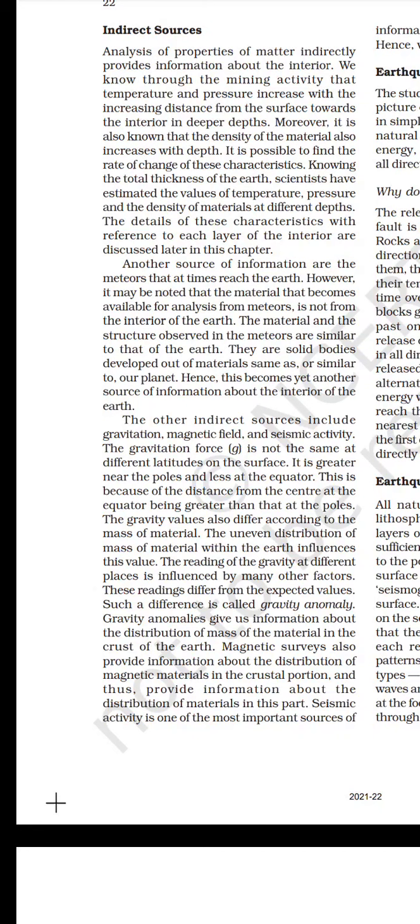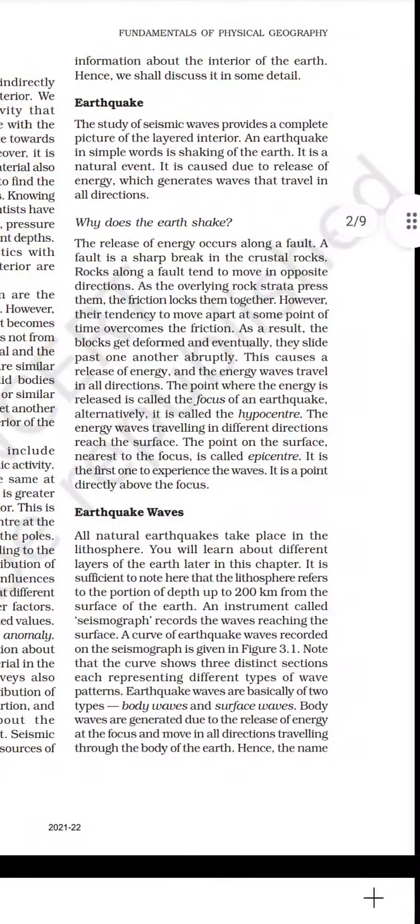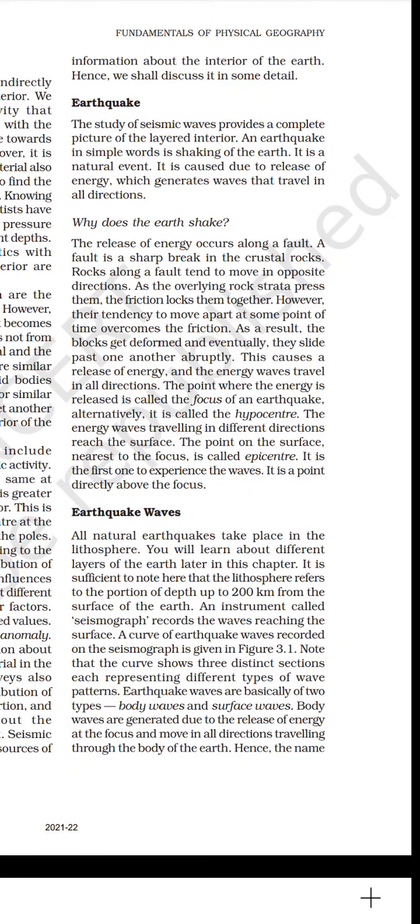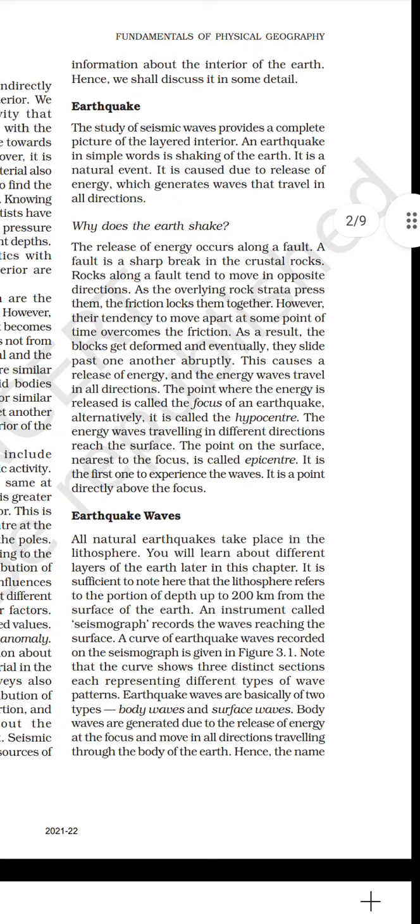Magnetic surveys also provide information about the distribution of magnetic materials in the crustal portion and thus provide information about the distribution of materials in this part. Seismic activity is one of the most important sources of information about the interior of the earth. Hence, we shall discuss it in some detail.